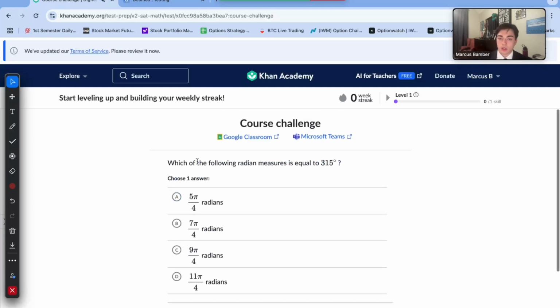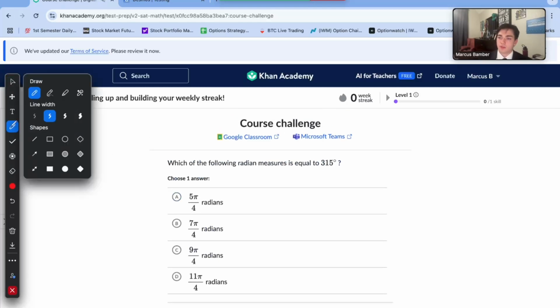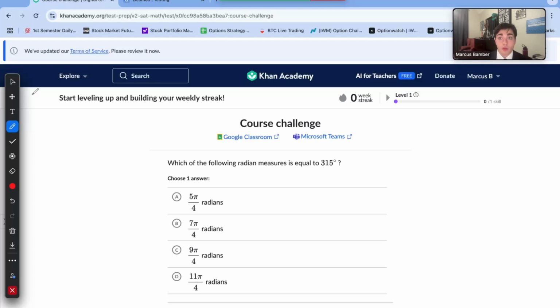Okay, moving on to the next, which of the following radian measures is equal to 315 degrees? We could use the formula sheet, the SAT reference sheet for this one, but I'll just show us how to do this. Whenever we're converting from degrees to radians, we need to introduce the pi term. So pi in our conversion factor is going to be in the numerator when we multiply. If we're converting from radians to degrees, pi has to be in the denominator. So our conversion factor, by the way, is pi over 180. If we're going to radians, it's like this. If we're going to degrees, it's reciprocated, so 180 over pi.